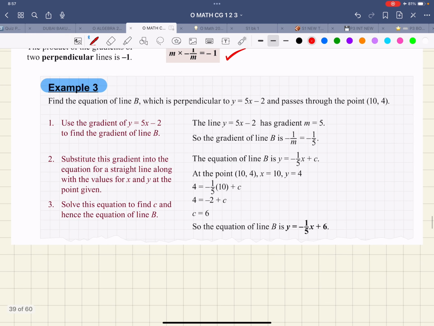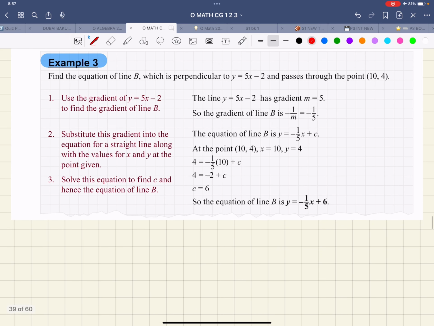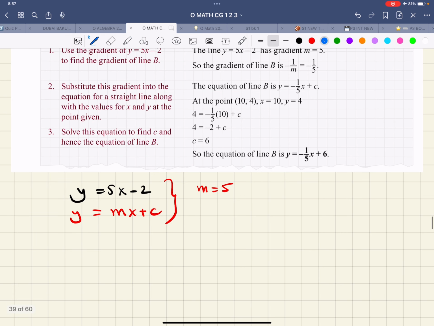Example 3. This is the example that I want to focus on. It says, find the equation of line B, which is perpendicular to this line: y equals 5x minus 2. It's already in the gold standard form, y equals mx plus c. Just grab the gradient from here. The gradient is 5. But this time we are talking about a perpendicular line.